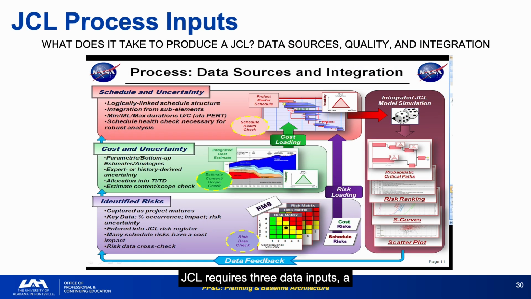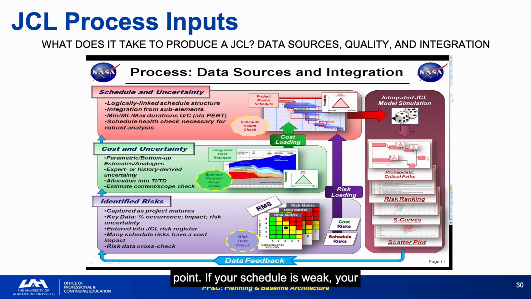JCL requires 3 data inputs: a schedule with uncertainty quantification, a cost with uncertainty ranges, and an identified risk register. The quality of a JCL depends entirely on the quality of these 3 inputs. Can you see now why it was important to have these things set up early in your program? The JCL is the integration point.